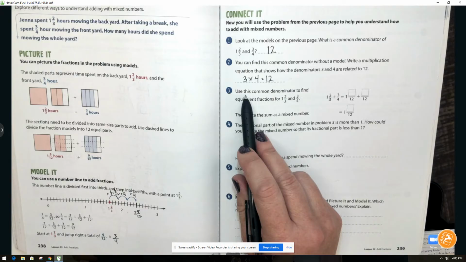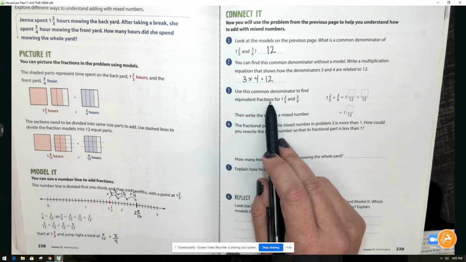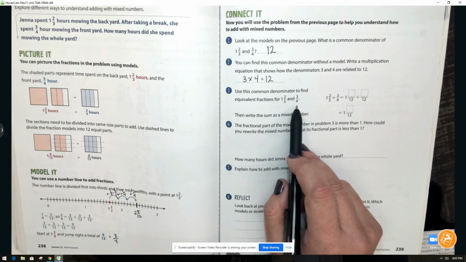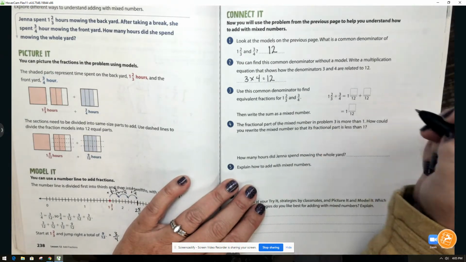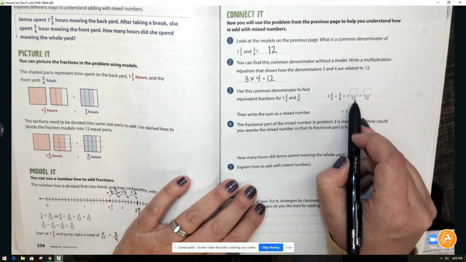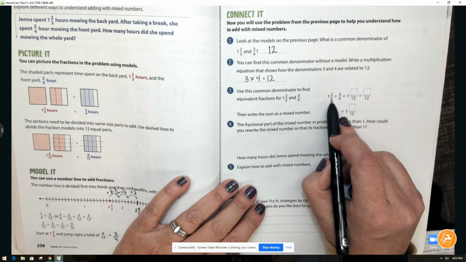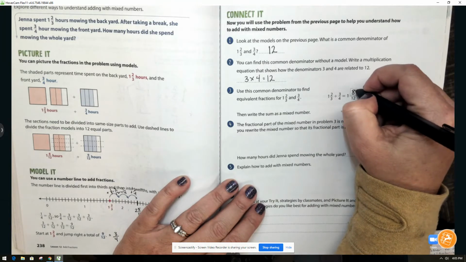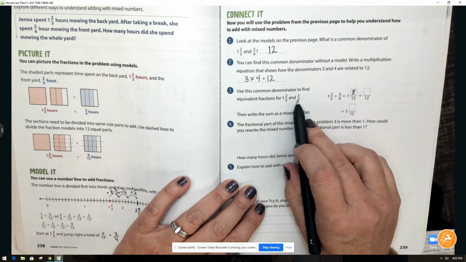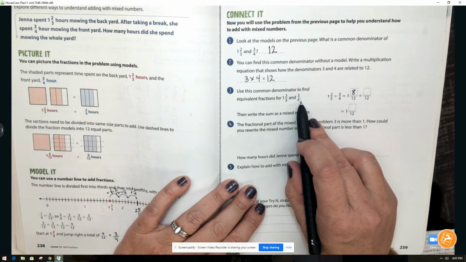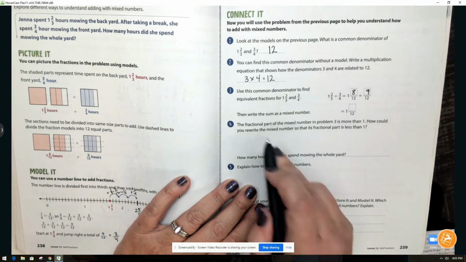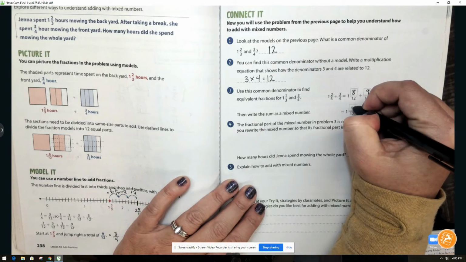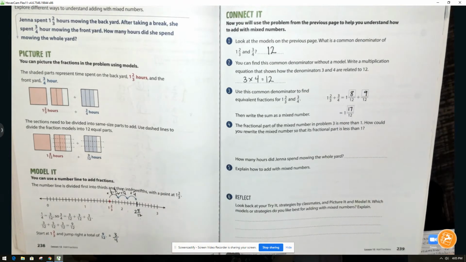For number 3, use this common denominator to find equivalent fractions for 1 2/3 and 3/4. So 1 2/3, what do we multiply 3 times to get 12? We multiply 3 times 4. So 2 times 4 is 8. And then what do we multiply 4 times to get 12? That's right, we multiply it times 3. So if we multiply our numerator times 3, 3 times 3 is 9. So then our answer would be 1 17/12.